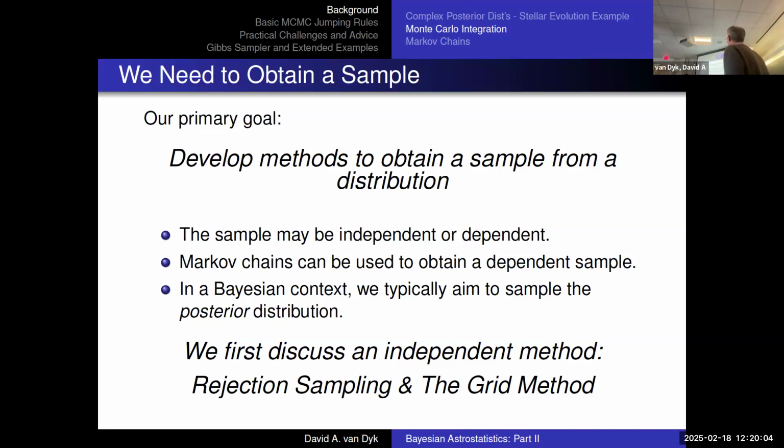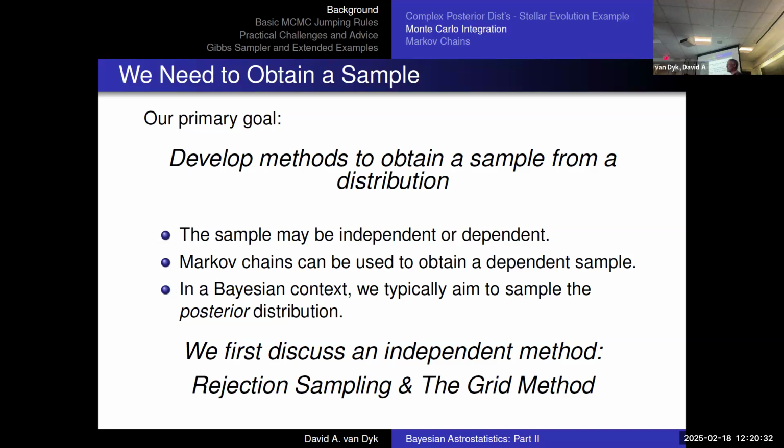So our primary goal is to develop methods to obtain a sample from a distribution. The sample may be independent or dependent. Independent is better. If you get an independent sample from a distribution, you get a lot more information than if you have some sort of dependent sample. Markov chains, we'll define shortly, but setting that aside for the moment, Markov chains can be used to develop the sample.